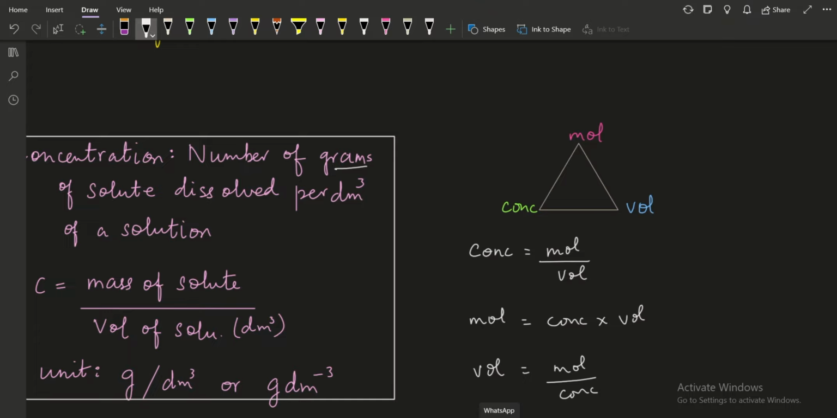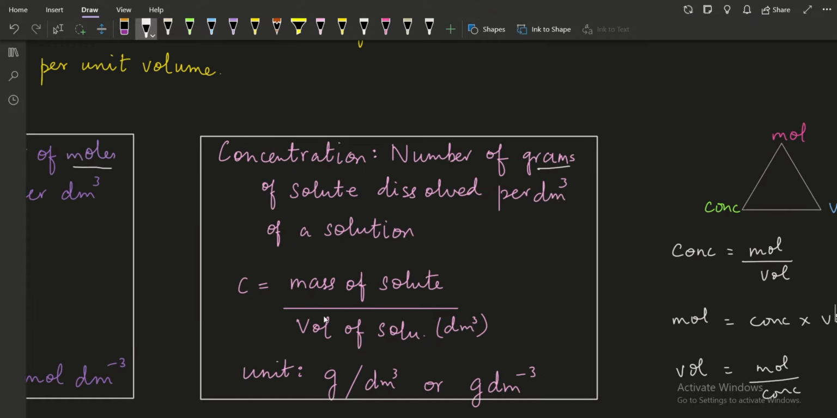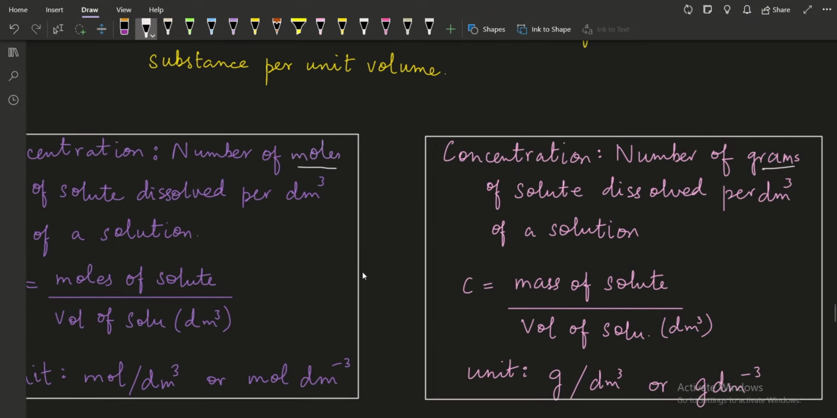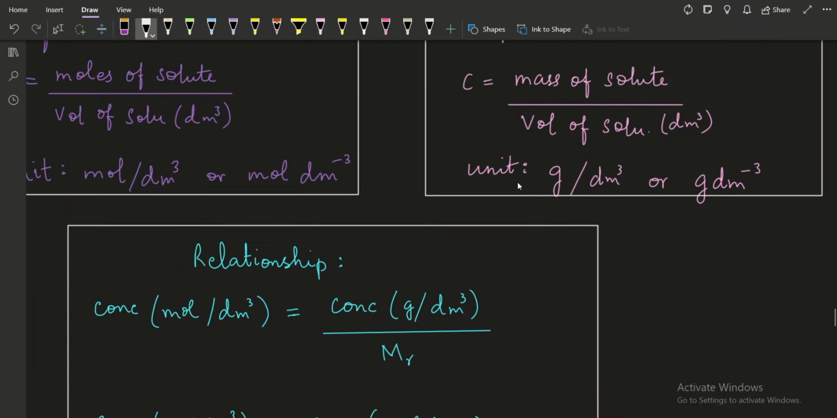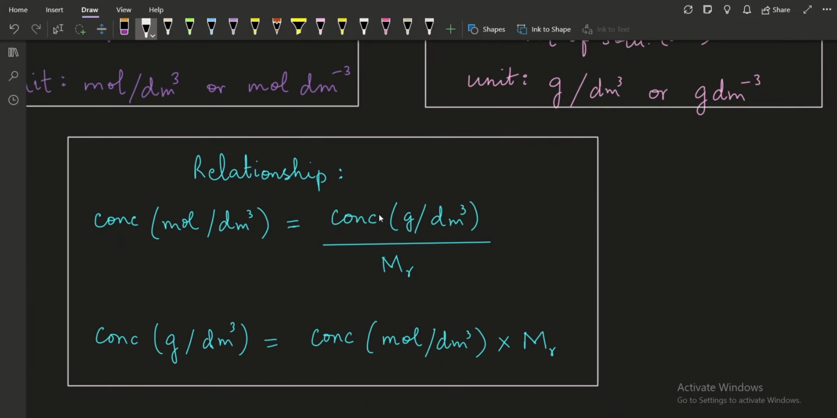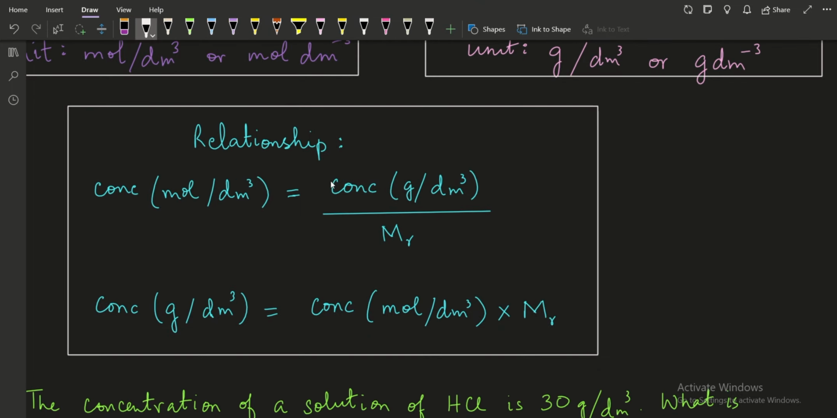Alright, since we can measure concentration in terms of moles as well as in terms of mass, we have mole concentration and mass concentration, and you can interconvert between mole concentration and mass concentration by following this relationship.